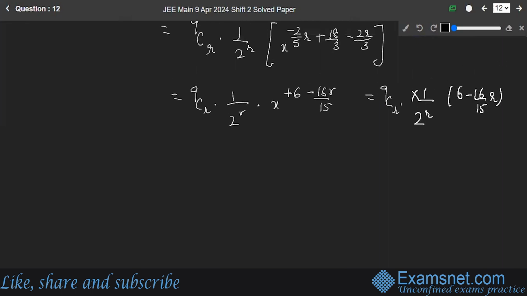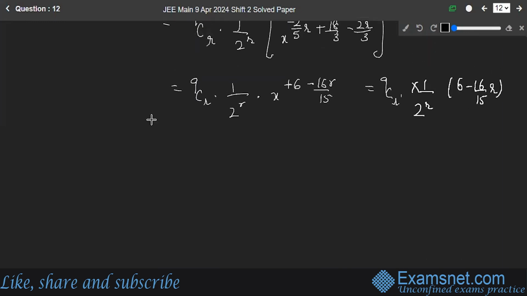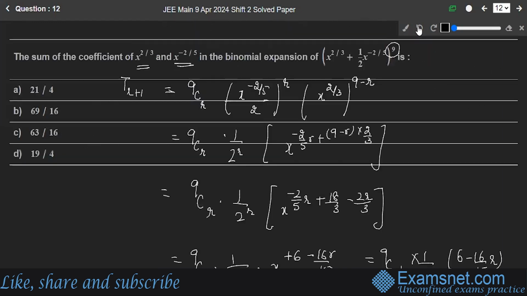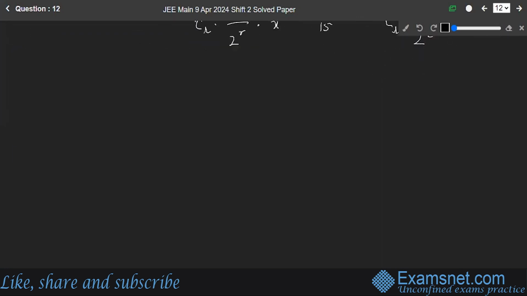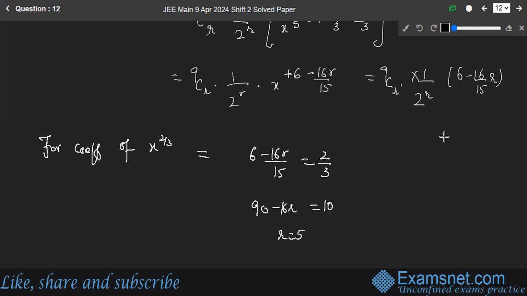Now you need two powers. You need x power 2 by 3 and x power minus 2 by 5. So for the coefficient of x power 2 by 3, you have 6 minus 16 r by 15. This should be equal to 2 by 3, or 90 minus 16 r should be equal to this, or r should be equal to 5.